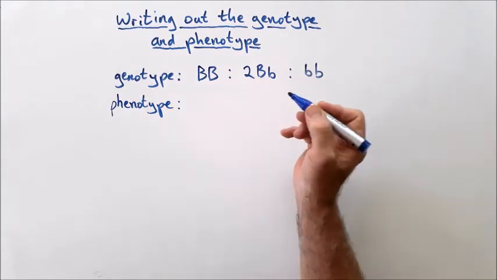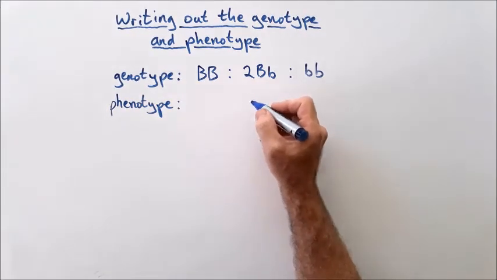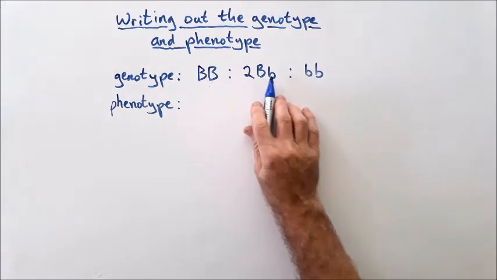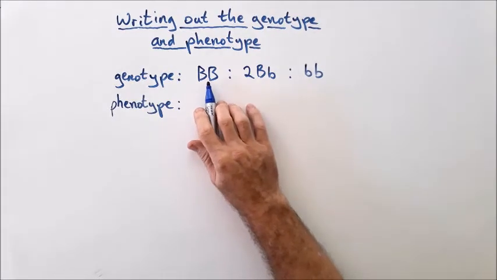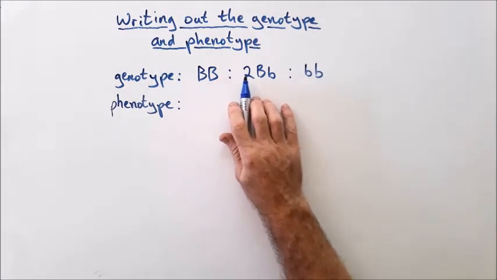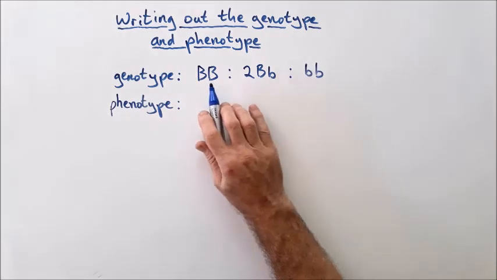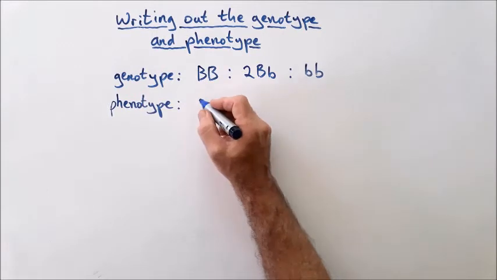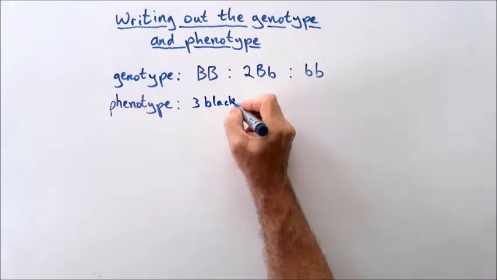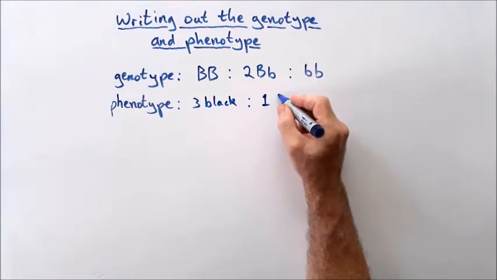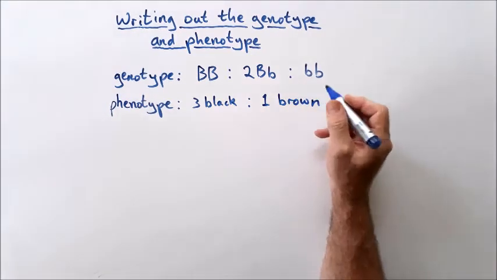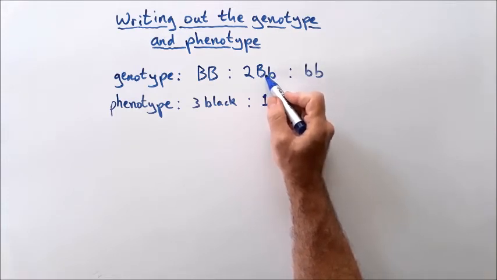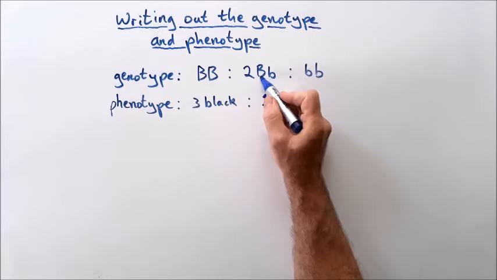So the phenotype is also expressed as a ratio, and in this case let's presume that big B was black and small b was brown. Then you'd notice that there is a black individual there and 2 black individuals here. This means you end up with a ratio of 3 black individuals is to 1 brown. So although these individuals will be carrying the brown gene, it is not expressed because it is masked by the dominant black gene.